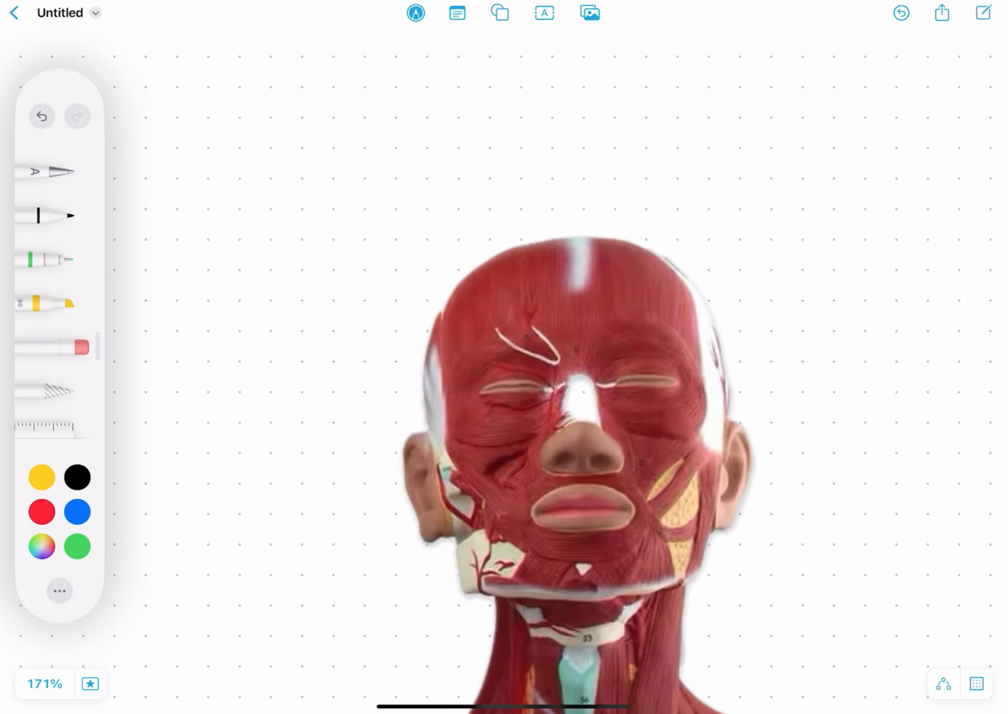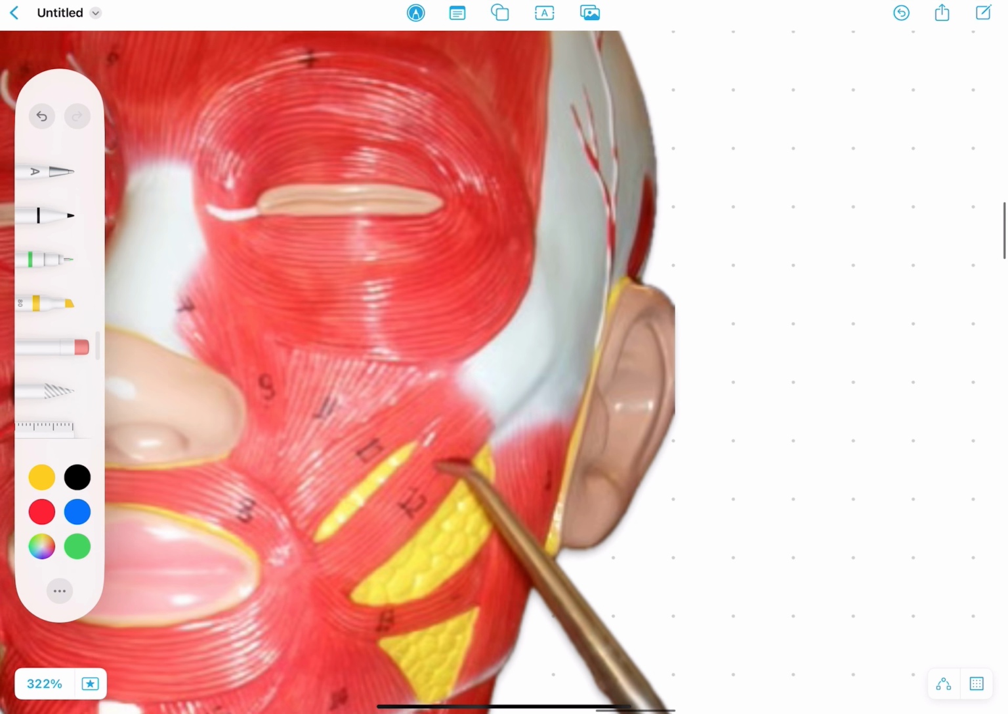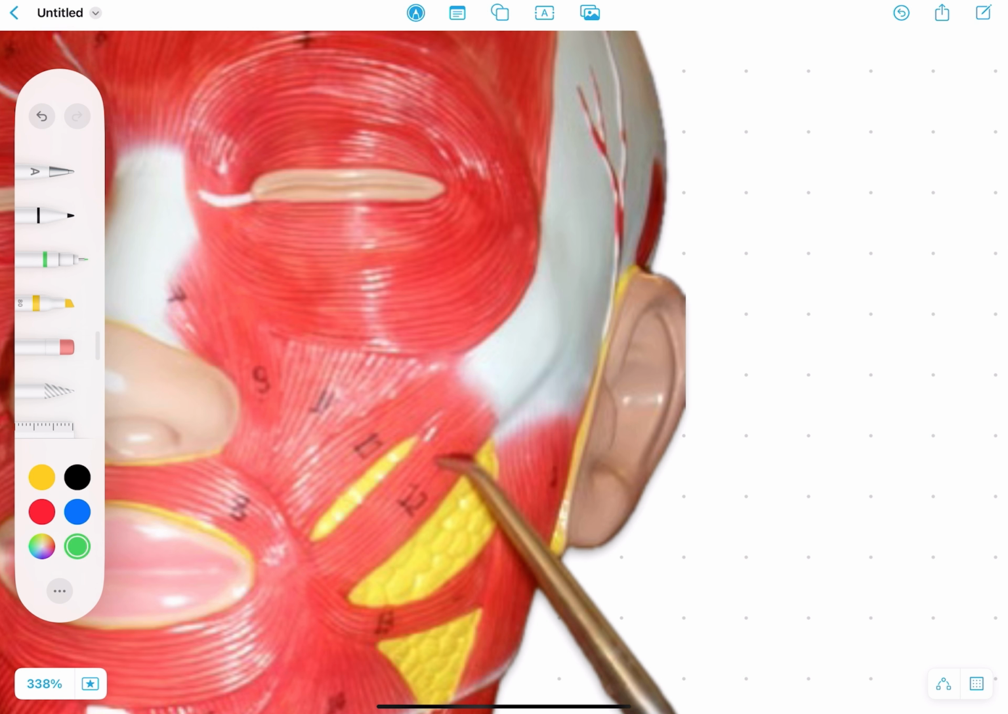And so moving laterally to look sort of at the side of the head here, we've got a few muscles that we're interested in. So to start, we've got our risorius here, which is this muscle right here. And then directly above that, we have our zygomaticus major. And then directly above that, we have the zygomaticus minor.